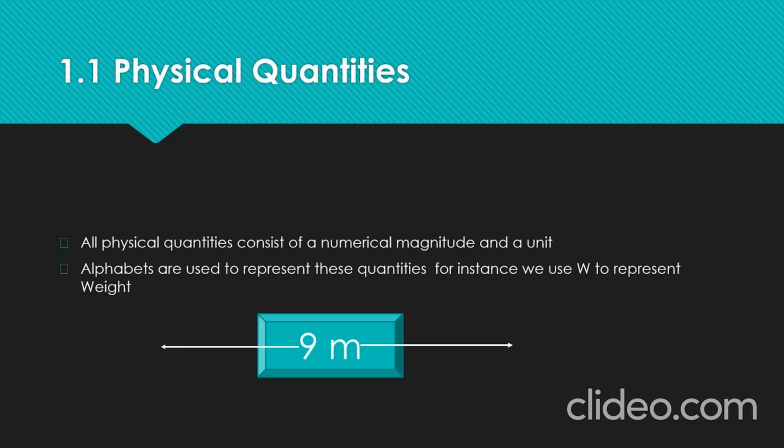For every single construction or plan, we need to take measurements, and each measure has a physical quantity like length or mass. All physical quantities consist of a numerical quantity and a unit, and the units are represented by alphabets. For instance, a rope has a length of 9 meters. In this case, 9 is the numerical magnitude and m is the unit of the meter.